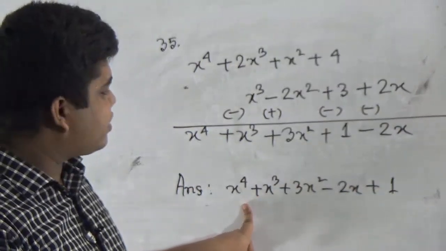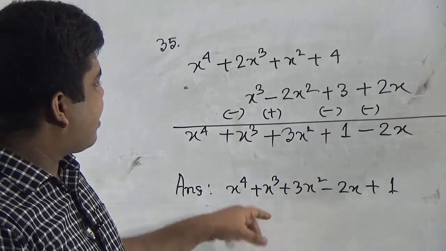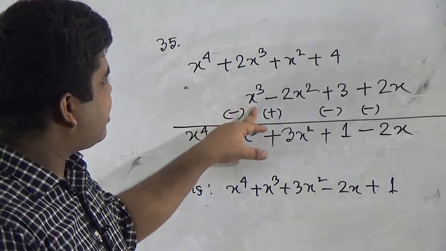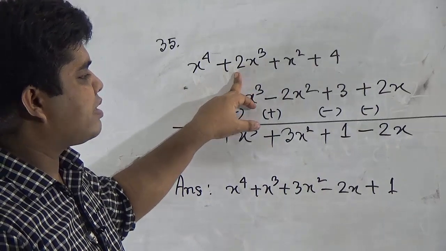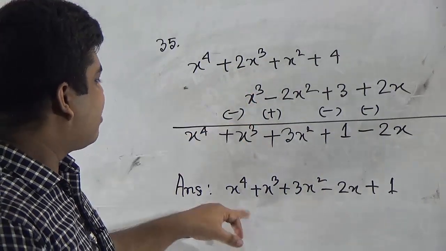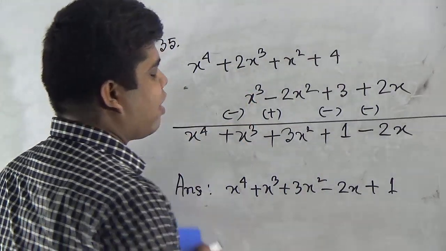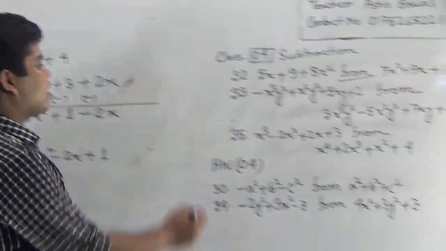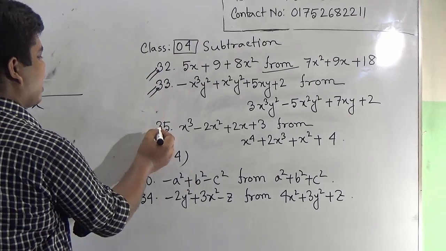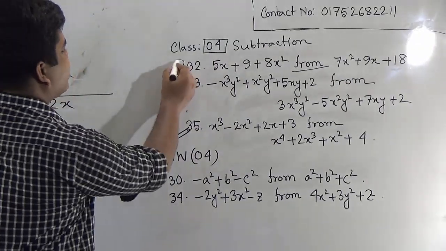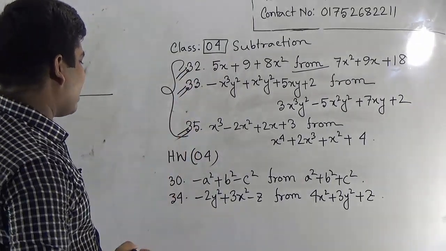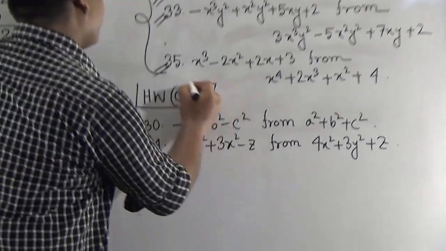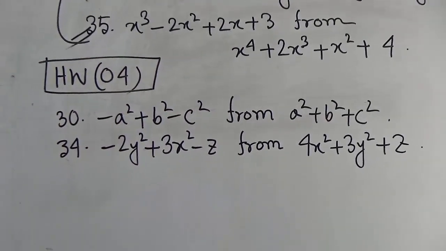I hope you have understood how to subtract the first expression from the second expression. This is our today's CW. 32, 33 and 35 is our today's CW. And next we shall do SW in our assigned SW copy.